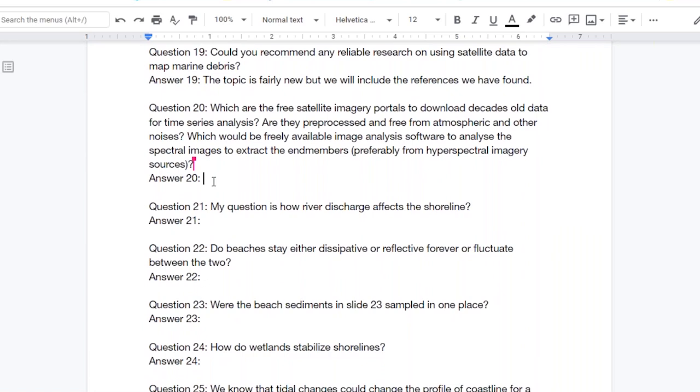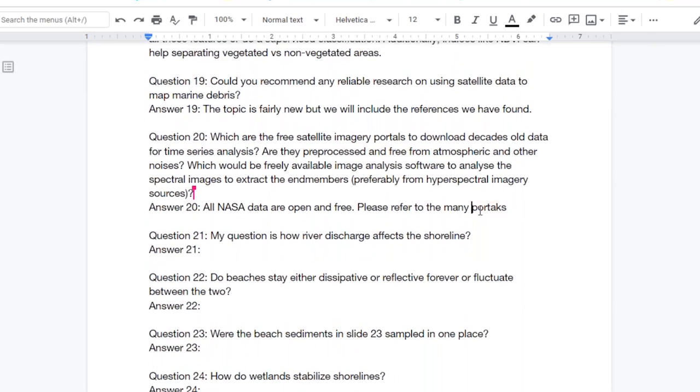Are they pre-processed or free from atmospheric and other noises, which would be free? So yeah, one of my colleagues here is answering the question. So go ahead. All NASA data, it's open and freely available. And there's a number of different portals that you can use to download the data. And I think we covered this in the fundamentals on remote sensing and some of the other webinars also. The USGS Earth Explorer is probably one of the mostly used portals particularly for downloading Landsat data.